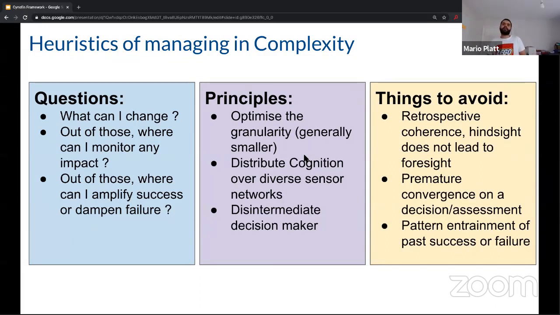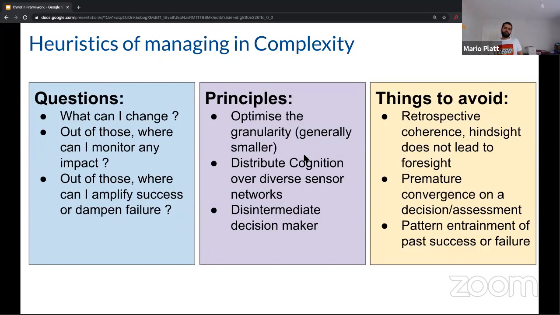The other principle is distribute cognition over diverse sensor networks. This is where we should have lots of different sensors, and sensors doesn't mean the technology aspect of it. It may be getting feedback from people, getting feedback from customers. We should be distributing our cognition over diverse parts of the system that we have control over or that we can influence, so that we gather all that feedback to understand the effects it's having.